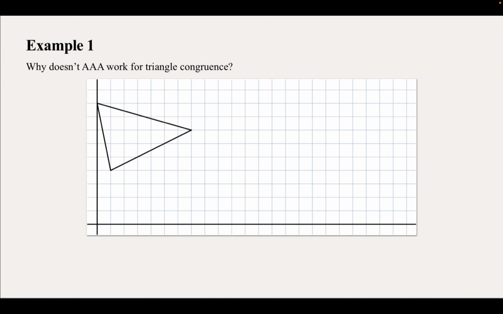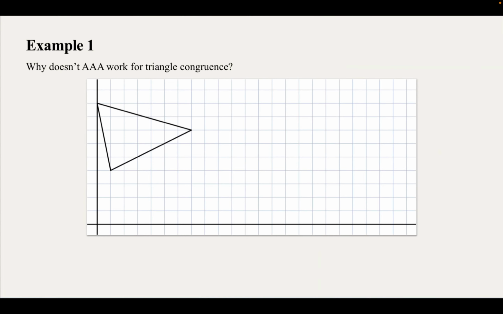So AAA is referring to the angles. It's if three angles are congruent to the three angles of the other triangle. Why doesn't that work? Why can't I use that to prove that triangles are congruent? That's because if you have two triangles such that their angles are congruent, it is possible to have triangles with different lengths. I'm going to draw it out and you'll see what I'm talking about. So let's draw out another triangle that has the same angle measures but different lengths.